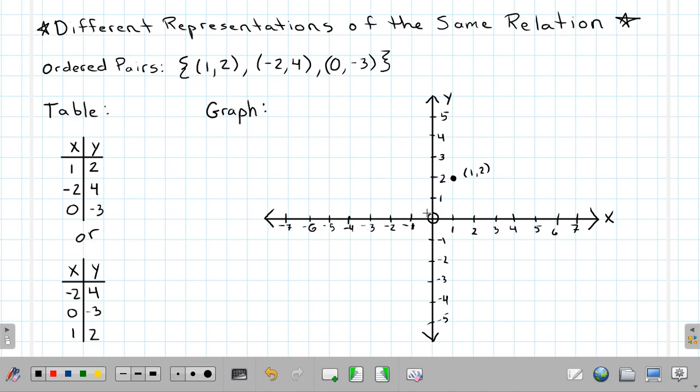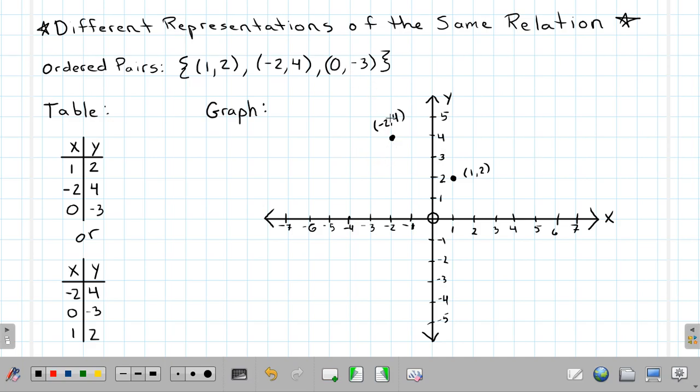Okay, -2, 4. Well, the -2 tells us we go to the left 2, and then the +4 tells us we go up 4. So that tells us we have this point right here. Okay, which once again is -2, 4.